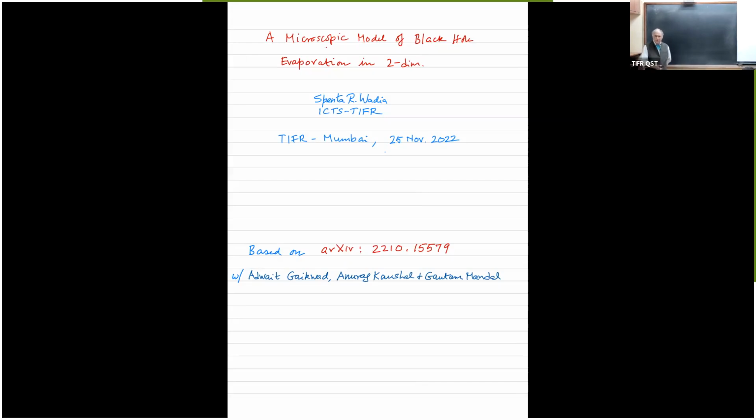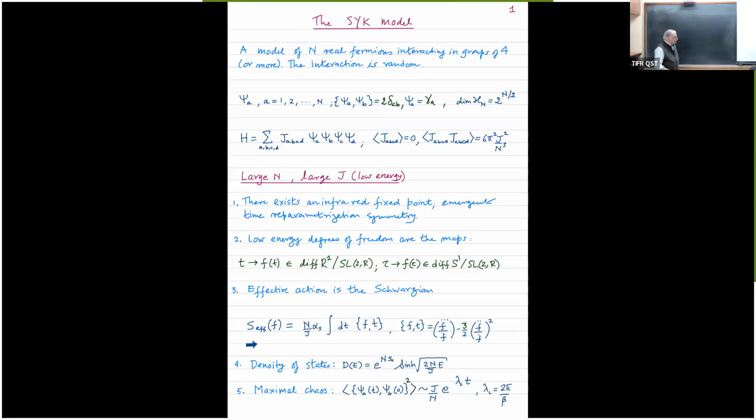So I'm going to talk of things which you are very familiar with, because Anurag Kaushal, I think, has already summarized this type of work a little while ago. But anyway, to make it accessible to a broader audience, I thought I'll just very briefly summarize the SYK model. So as you all know, it's a model of N real fermions interacting in groups of 4 or more.